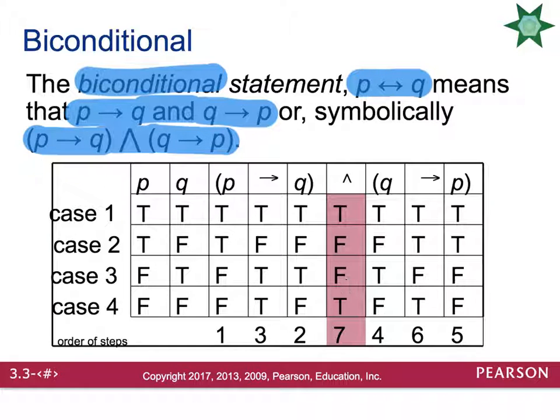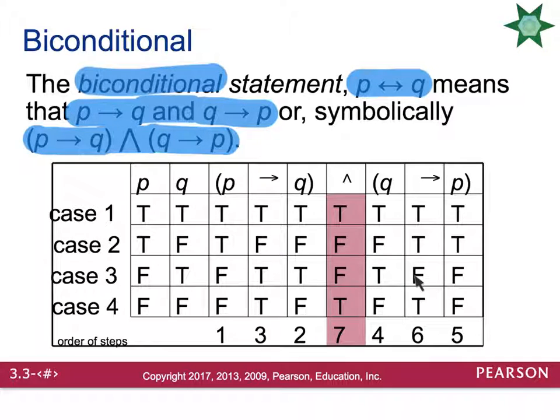Okay. So let's look at the parts there. Remember P arrow Q would be true, false, true, true, because that's only false when we have a TF. And then Q arrow P, we're going backwards now. So here's our Q, here's our P. So this is true. False, true would be true.